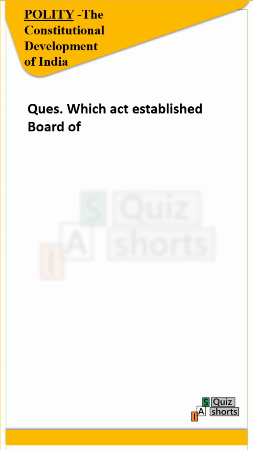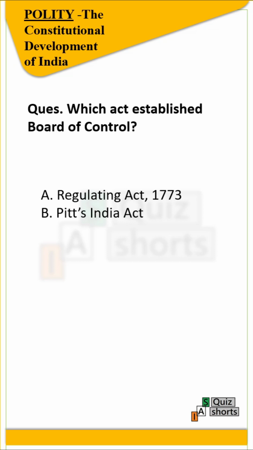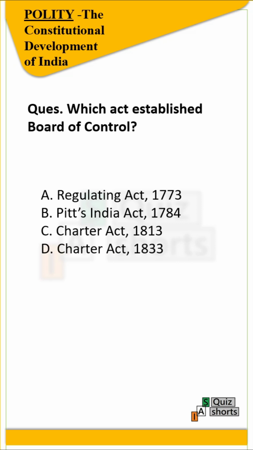Which act established the Board of Control? Option A Regulating Act 1773. Option B Pitt's India Act 1784. Option C Charter Act 1813. Option D Charter Act 1833. Answer is Pitt's India Act 1784.